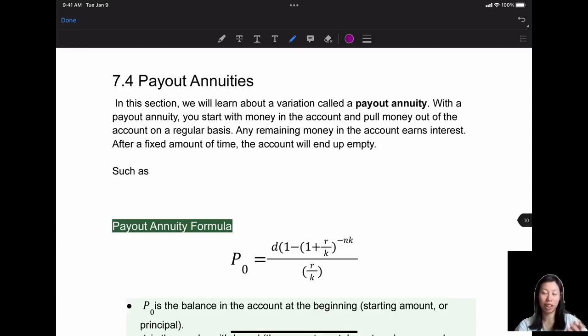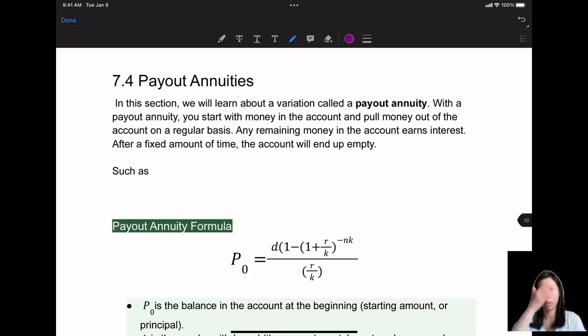So in the last video, we talked about what an annuity is, and how to save enough money to reach the goal that you want. This time, we're going to talk about the payout annuity. With a payout annuity, you start with money in the account and pull money out of the account on a regular basis. Any remaining money in the account earns interest. After a fixed amount of time, the account ends up empty.